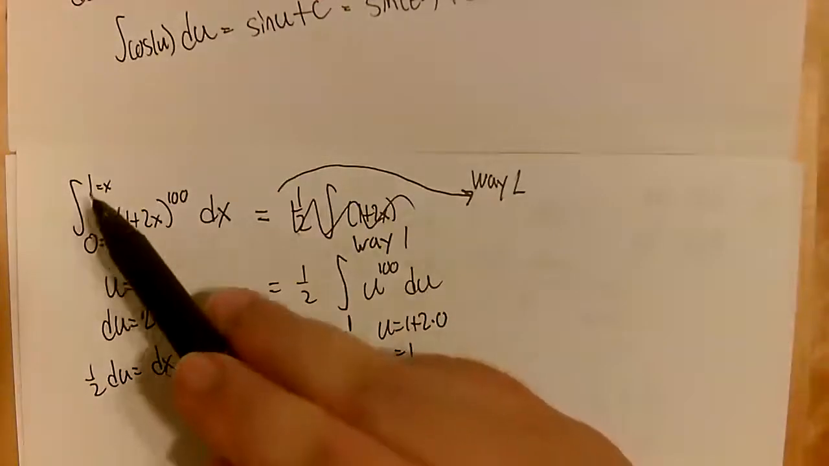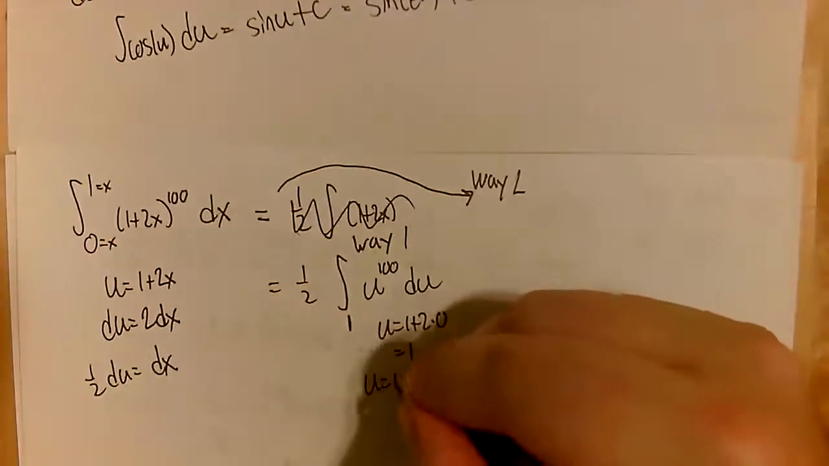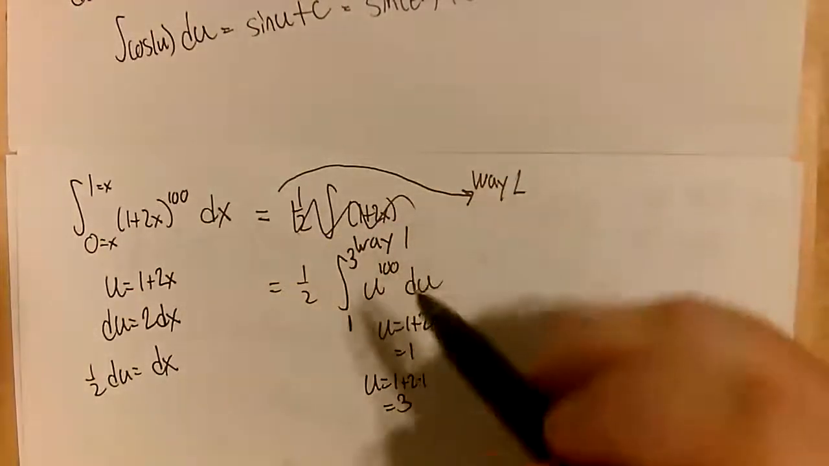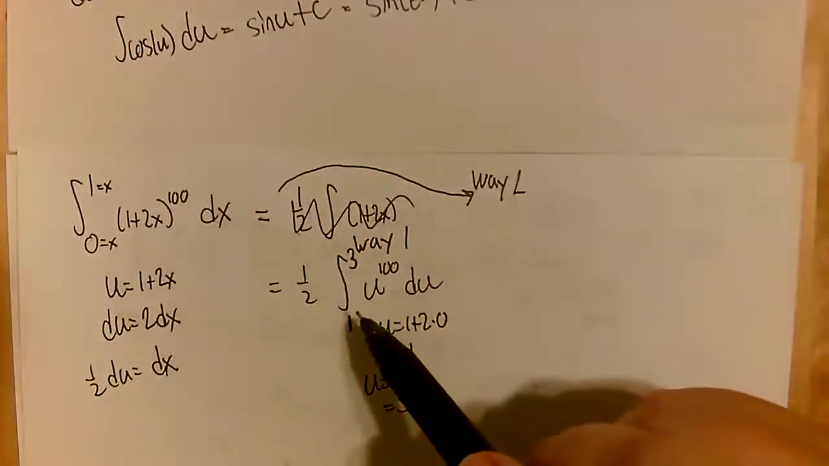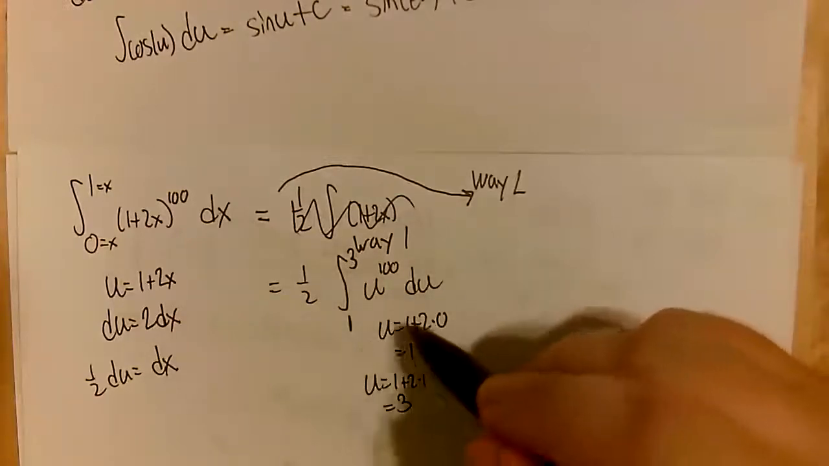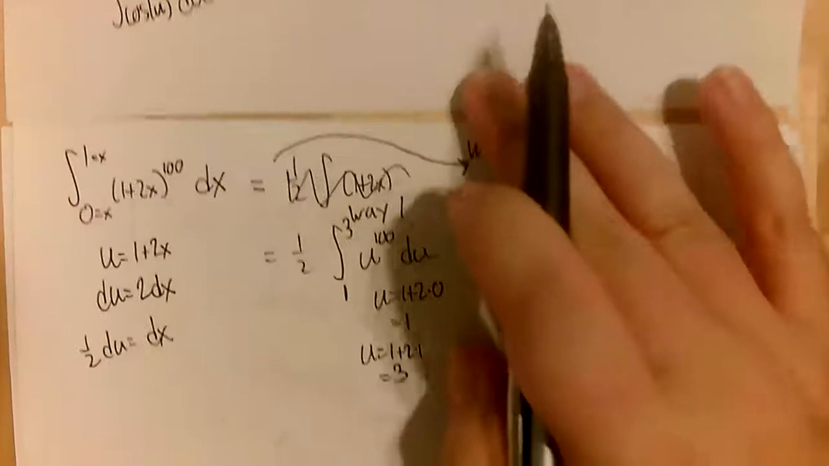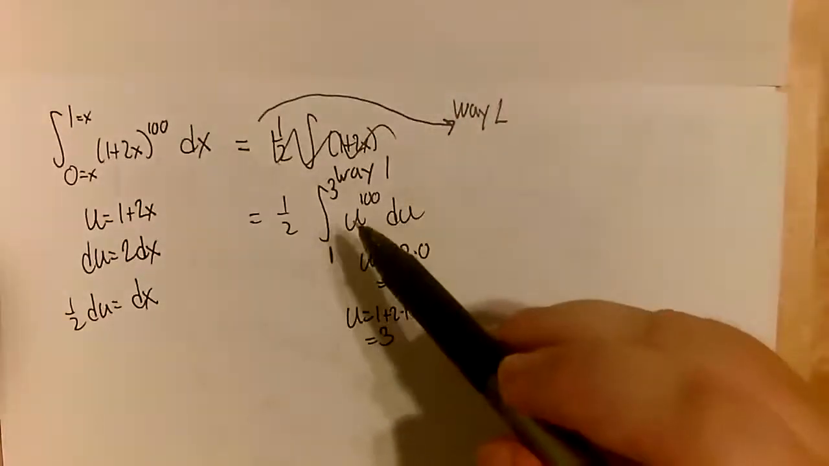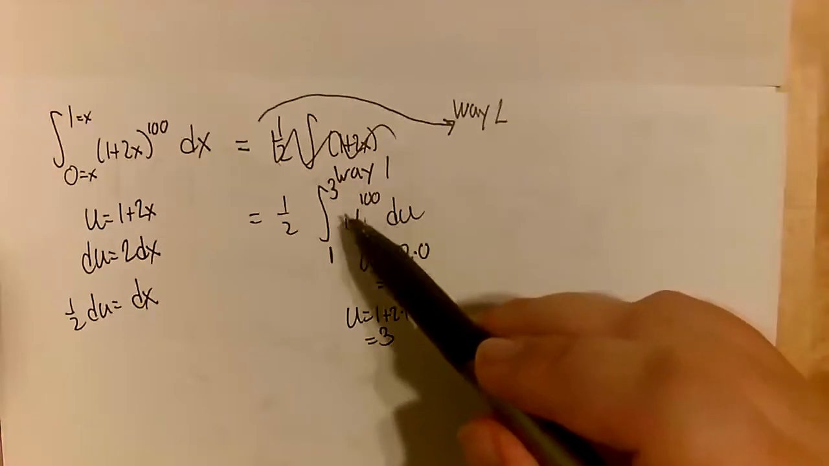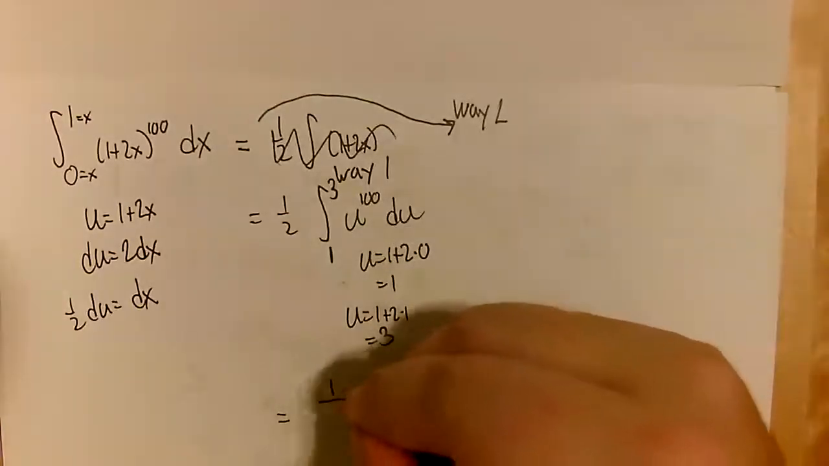Then for my upper bound, I just take whatever x was in that case and plug that into my formula. So u will be 1 plus 2 times 1, aka 3. So now rather than going from 0 to 1, my integral will instead go from 1 to 3 here. Now, this may seem like an annoying thing to do, but it'll save work in the long run here, trust me. All right, now that we've converted our integral over, now we just do the easier integral. So all we need to do for the antiderivative of this is raise the power to be 101 and then divide by 101.